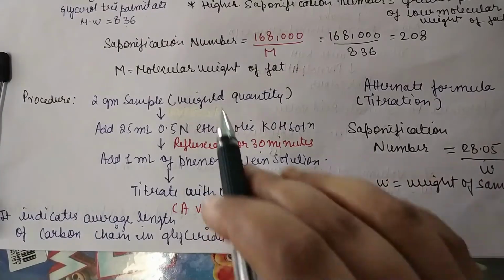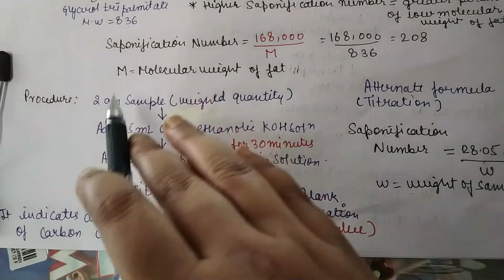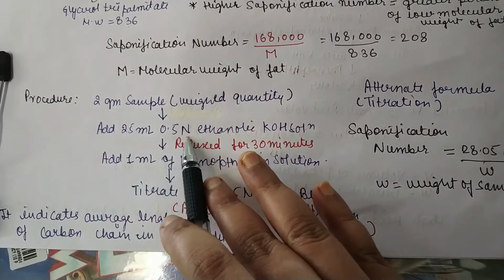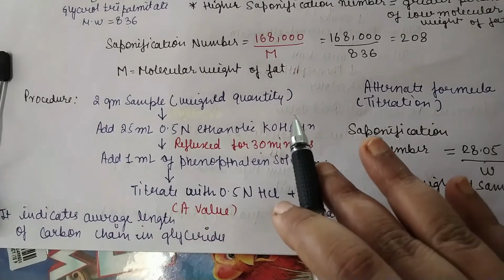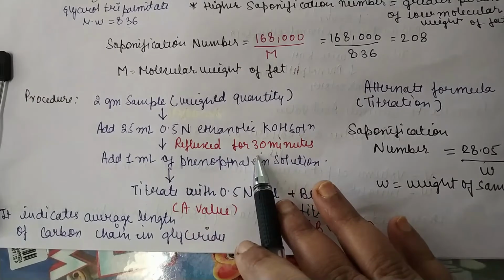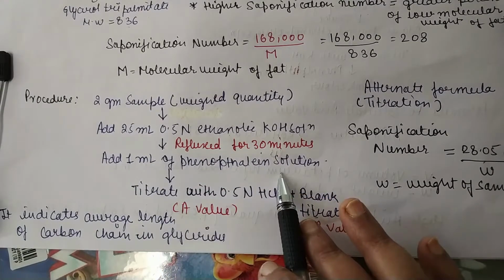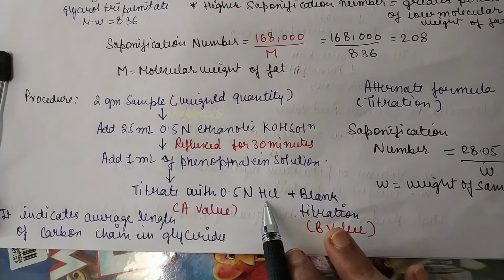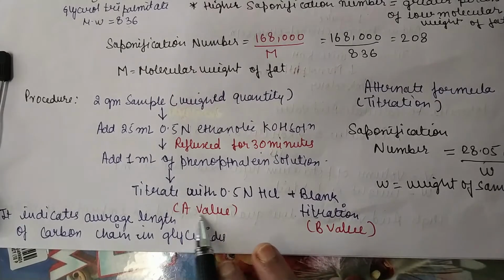Let's discuss the analytical procedure to calculate the saponification number. 2 gram of sample is added into 25 ml of 0.5 normal ethanolic potassium hydroxide solution. It is refluxed for 35 minutes. Then 1 ml of phenolphthalein indicator is added and it is titrated with 0.5 normal hydrochloric acid, which is HCl. So it will give the value A.